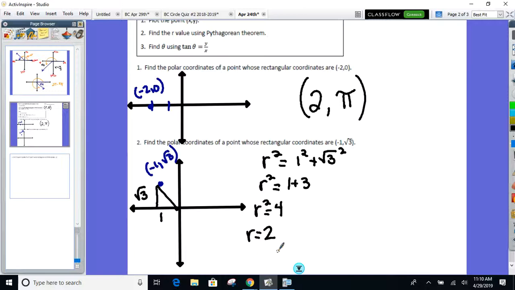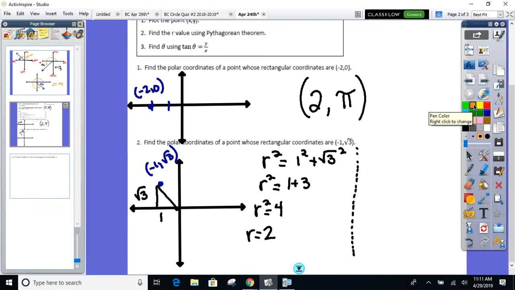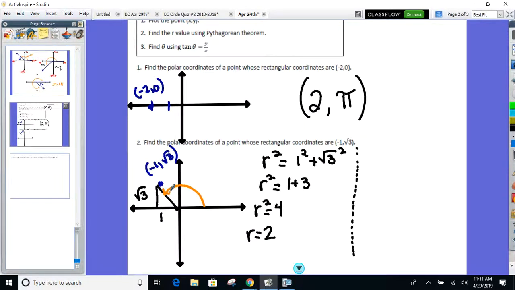Everyone all right on finding the r? Use Pythag. Okay, theta, we're going to have to work now. Get ready to grind a little bit here. Here's what I need. Theta is this angle right here. I need to know what that angle is.